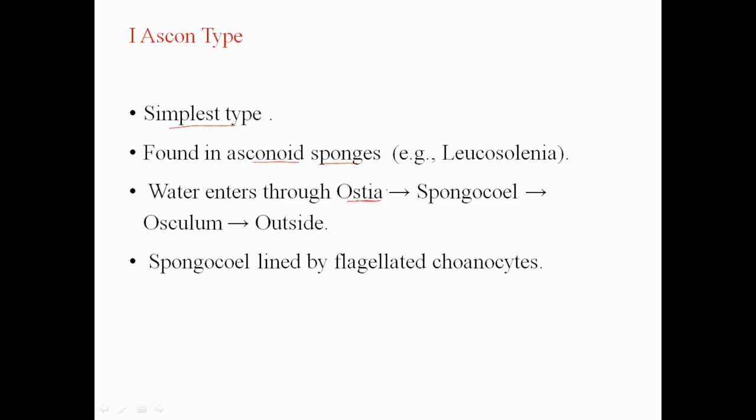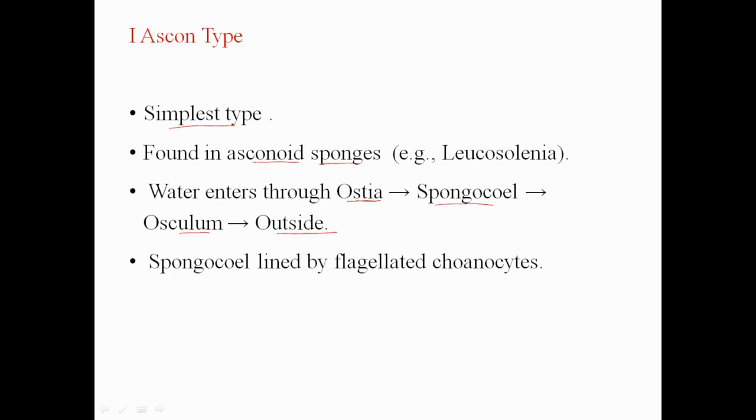Through the ostia, the water will directly enter into a large central single cavity, that is the spongocoel. From the spongocoel, the water will exit out from the sponge's body through one narrow opening, that is the osculum. Here, the spongocoel is a single large spacious central cavity in the sponge body, and it opens to the outside through a narrow circular opening at the distal free end of the sponge, called the osculum.